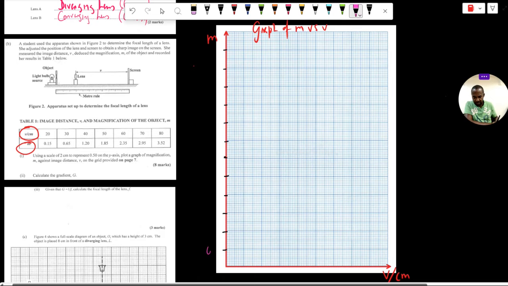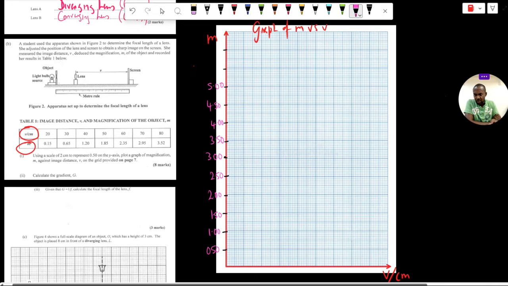So 0.50. Then we have 1.00, 1.50, 2.00, 2.50, 3.00, 3.50, 4.00, 4.50, 5.00. I guess we could stop there, right? So our values in the table go up to 3.52. We've gone up to as far as 5.00.